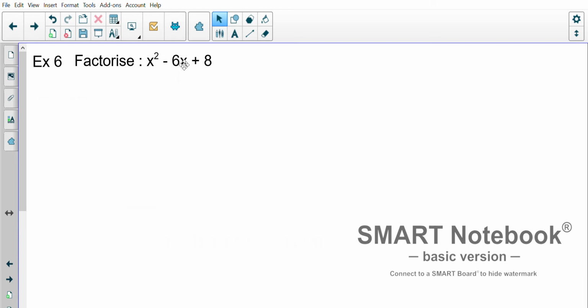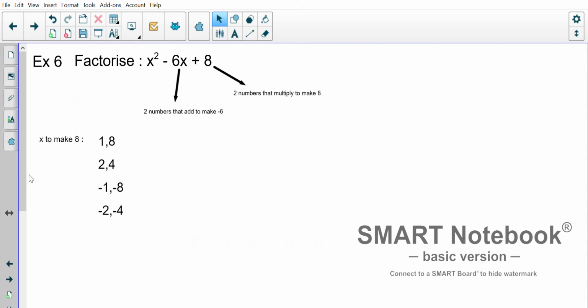Right, if you've managed to give it a go, then we're looking for two numbers that add to make negative 6, and two numbers that multiply to make positive 8. Let's see what the combinations are. There aren't that many combinations that multiply together to give you 8. Then we look for one of these pairs that add together to make minus 6. Of course, there is only one possible answer to that, as you would expect, and that's minus 2 and minus 4.